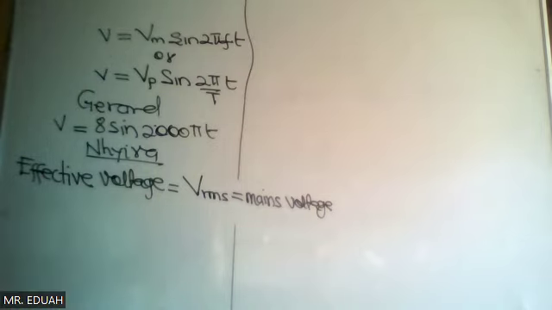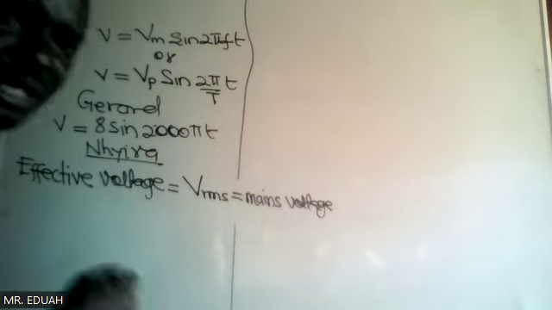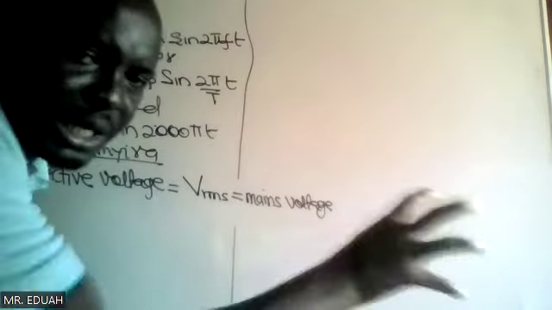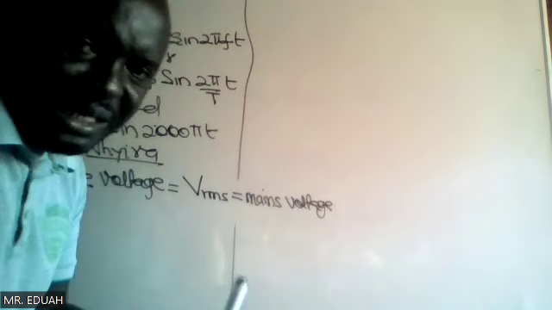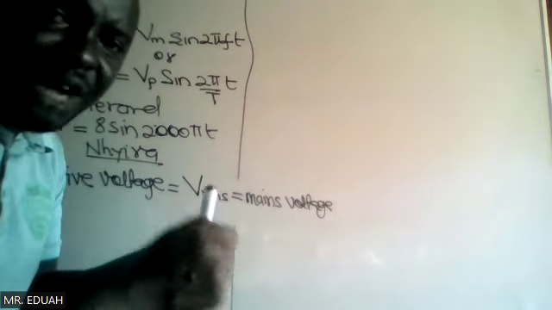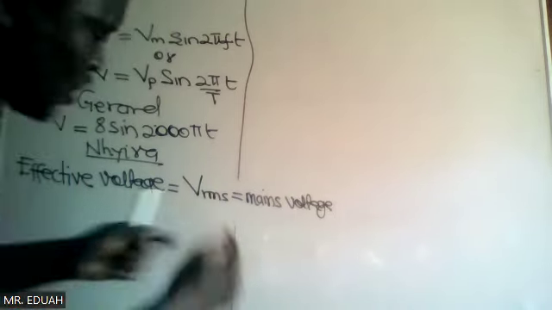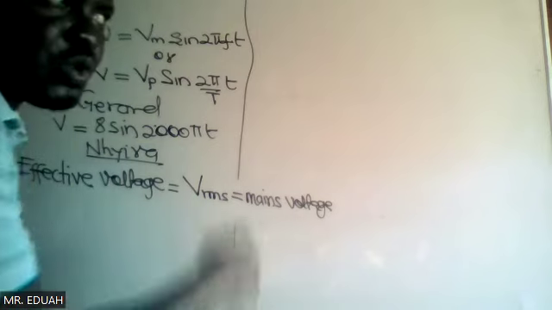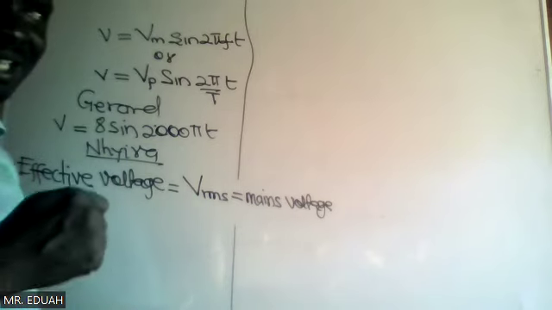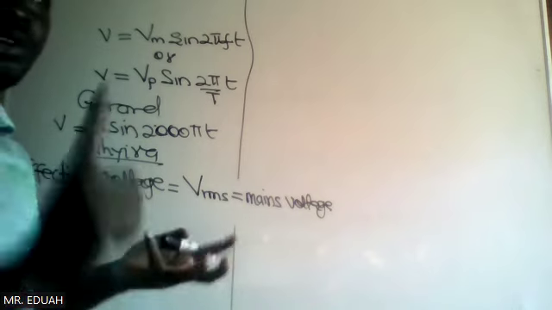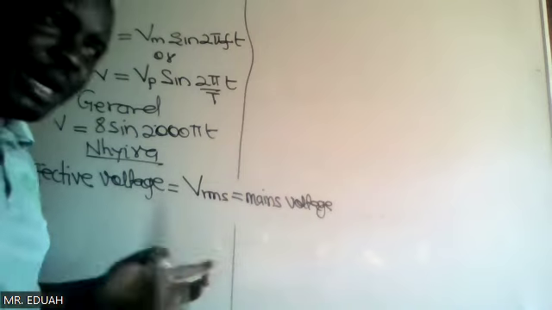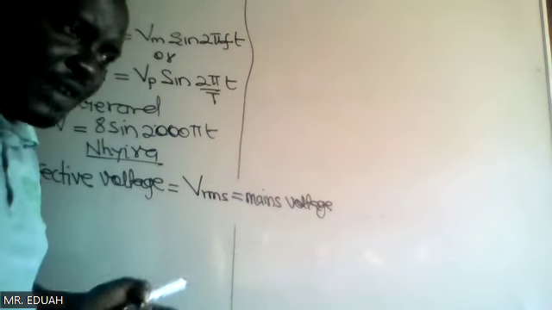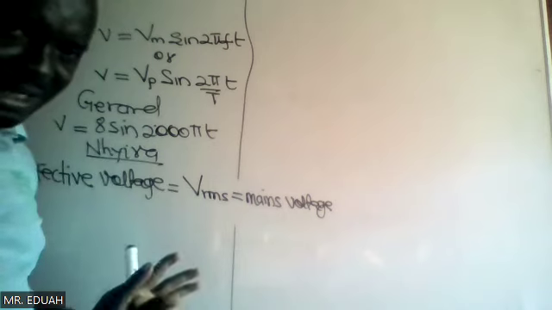Two, if you measure voltage or current from the source, if there's a socket, the socket is the mains. When you measure voltage or current from the source, it is also the root mean square voltage or current. So we refer to them as the effective voltage or the mains voltage, effective current, or the mains current.